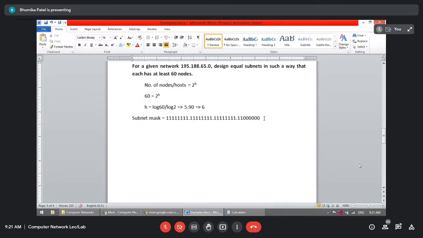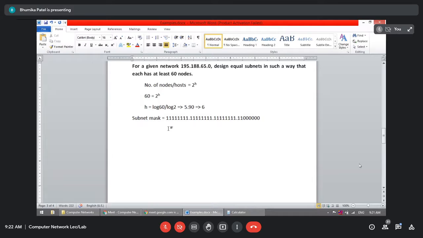Does everyone understand? Yes, ma'am. Okay, so how many subnets are there? From this subnet mask, can you tell me how many subnets there are? The number of subnets is 4. 2 raised to 2, because the number of extra ones is 2. So the number of subnets will be 2 raised to 2, which is 4.